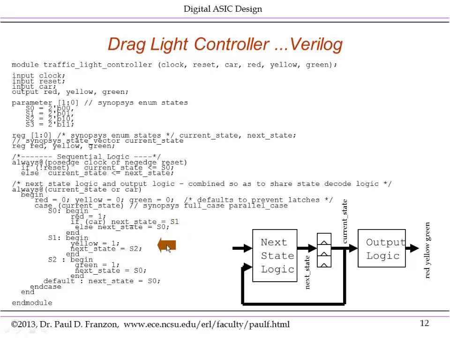State S1, again Moore machine, the outputs are associated with the state, yellow equals 1. Here there's only one possible branch out, and I take that straight away, so I just write next state equals S2. If I'm in state S2, then green is equal to 1, and I want to then transition one clock cycle later to state S0, so I'll just say next state equals S0.